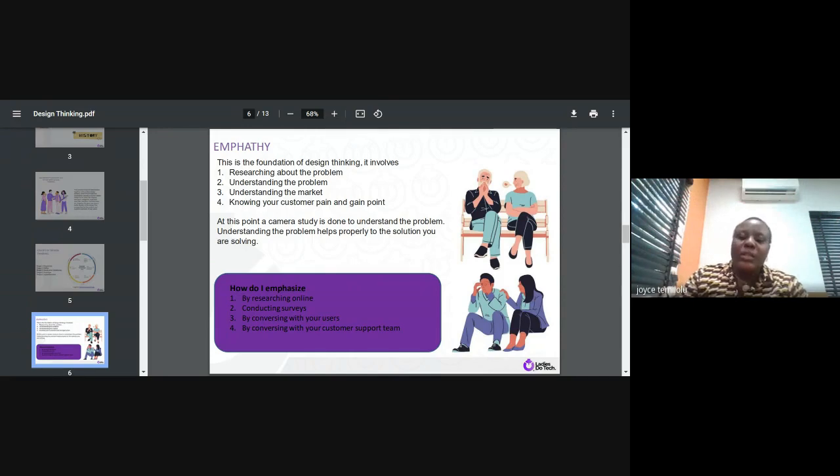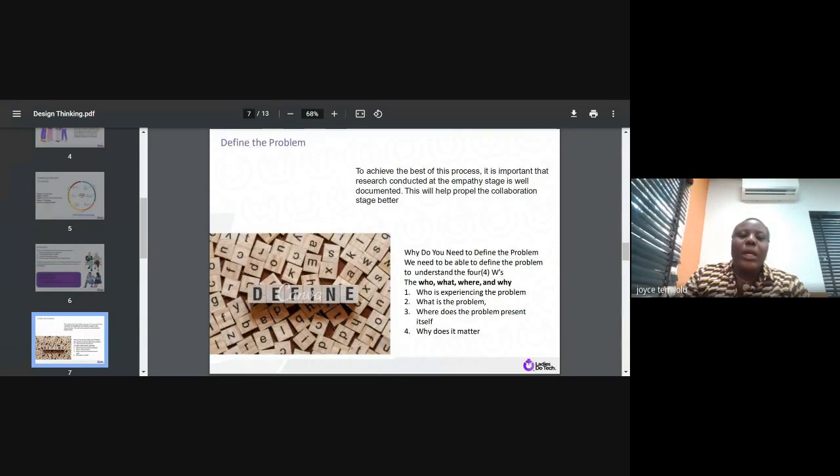We're moving to the next stage of design thinking, which is defining the problem, right? At this point of defining the problem, you need to be able to identify the 4 Ws: the who, the what, the where, and the why, right? So to achieve the best of this process, it is important that research conducted at the empathy stage is well documented.